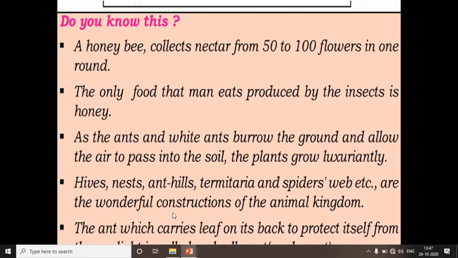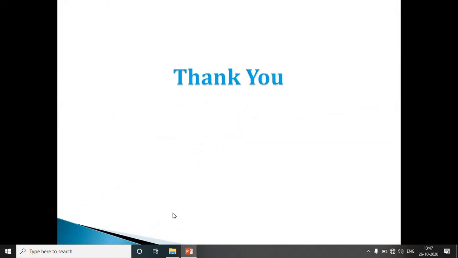Understood, children? I hope that you all understand about the honeybee, how we are collecting the honey, and what the uses of beehives are. If you have any doubt, you can ask, children.